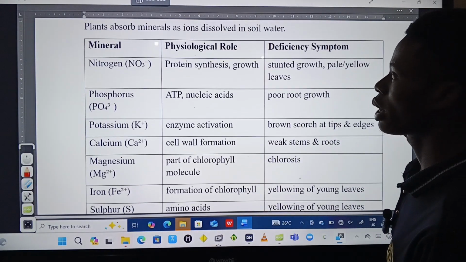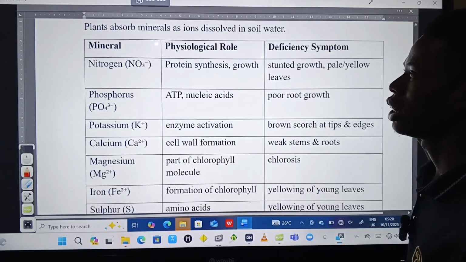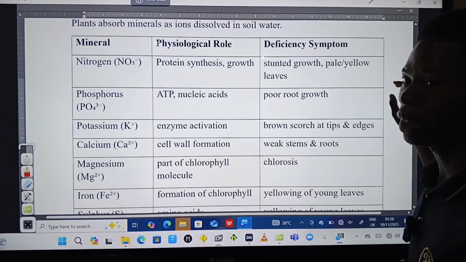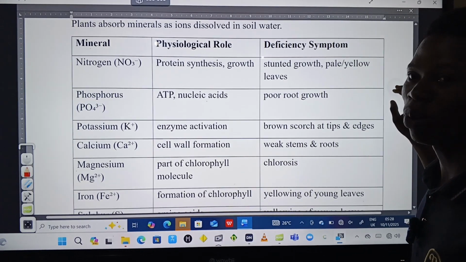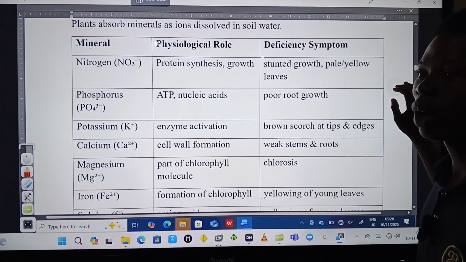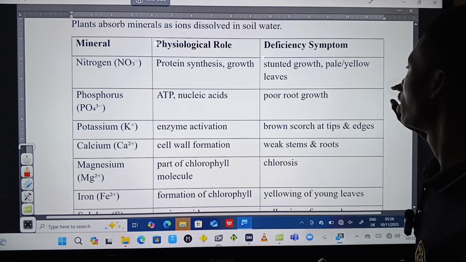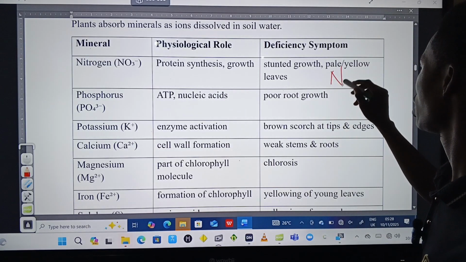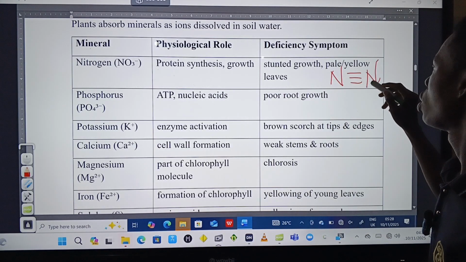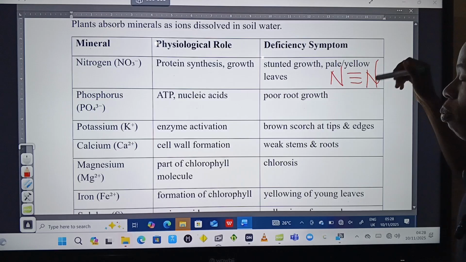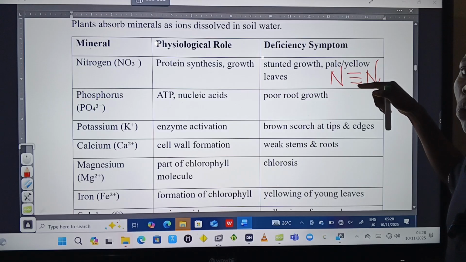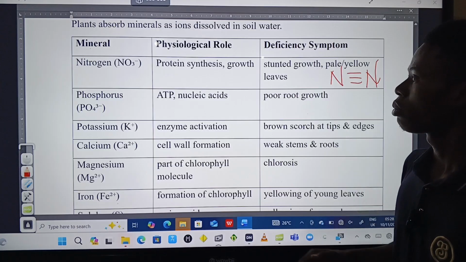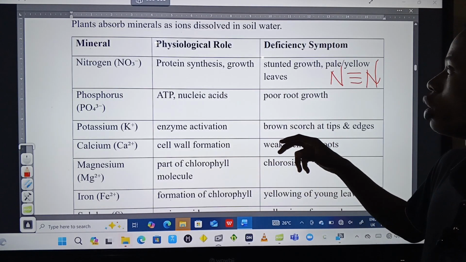So the first mineral we are looking at is nitrogen, and the role of nitrogen is protein synthesis. Now, nitrogen is abundant in the atmosphere, but we cannot use it because we don't have what it takes to break the triple bond in nitrogen. If you look at the structure of nitrogen, there's a triple bond. So we, as human beings, or even plants, cannot break down this triple bond. When we talk about the nitrogen cycle, we talk about how nitrogen can be fixed.